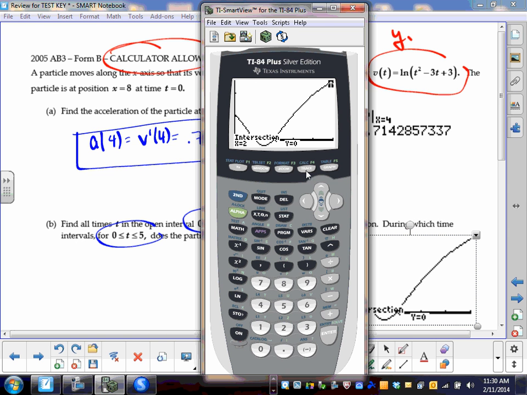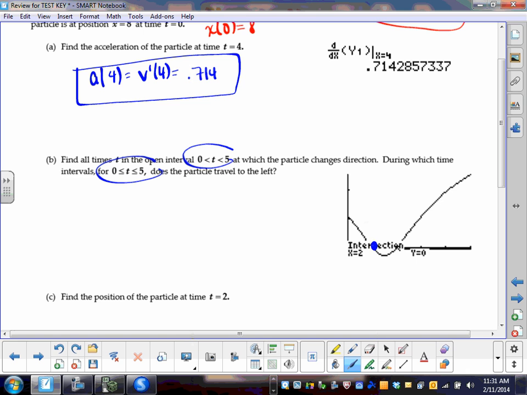And if I calculate the next one, I intersect, enter, enter. I don't want to find the same one again, so I'm going to say, well, I know it's close to 1. Let's see if that's correct. And it is. So it actually intersects at 1. Okay, so now I have an intersection at x equals 1 and an intersection at x equals 2.